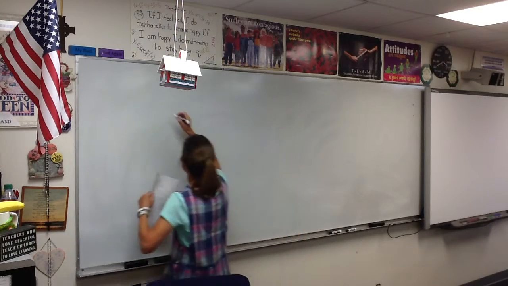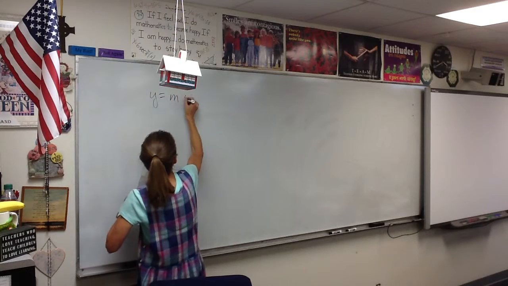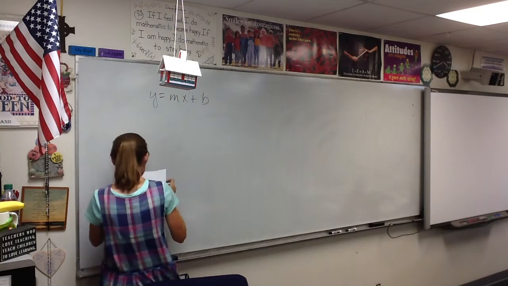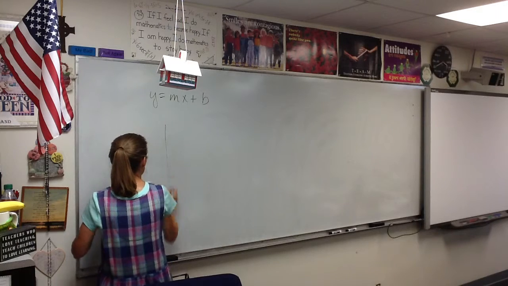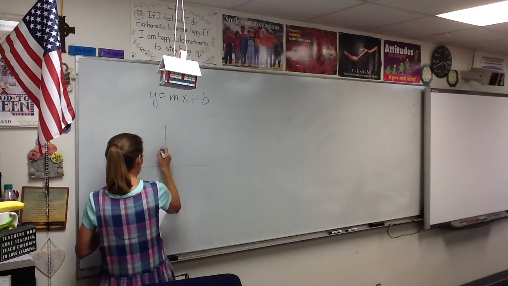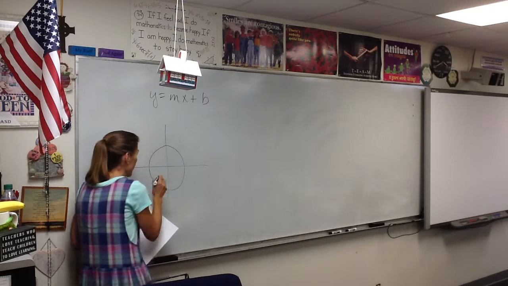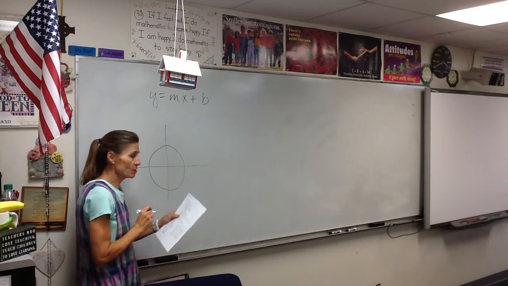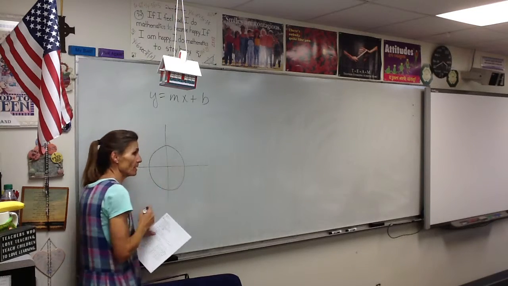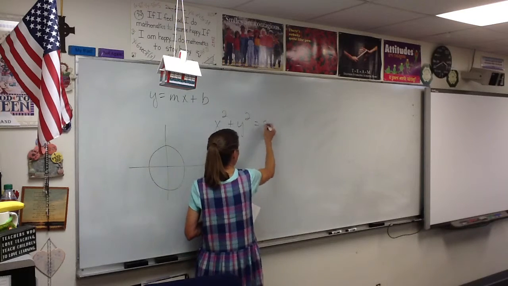What's that gonna look like then? What am I shooting for? Y equals mx plus b. All right, so what do I know about this line? It's tangent to this circle. Now, I drew the circle centered at the origin. Does that make sense to everybody? Because the equation of the circle is x squared plus y squared equals 5.